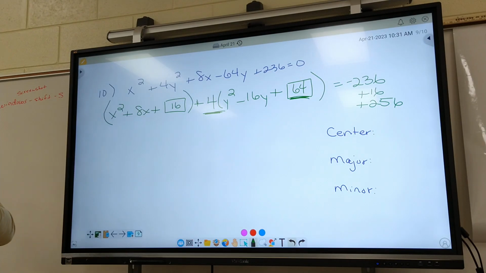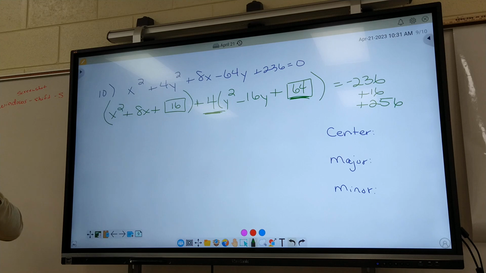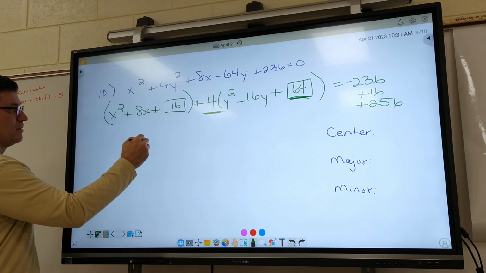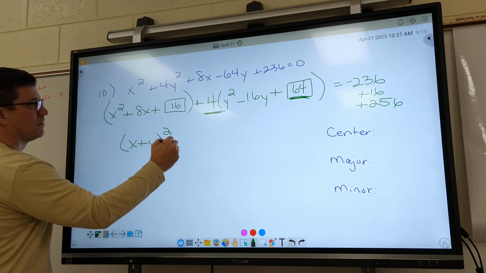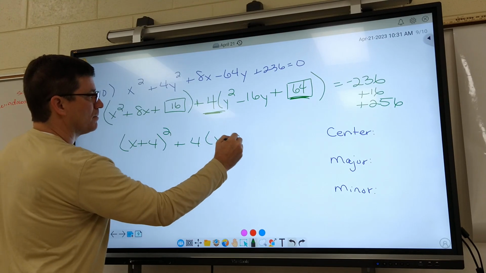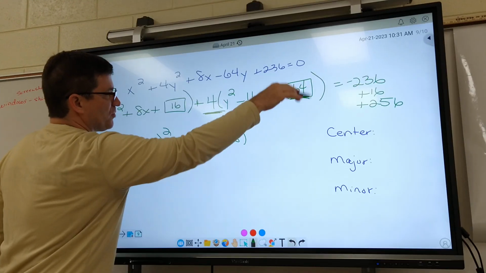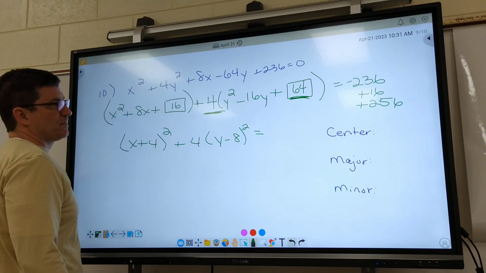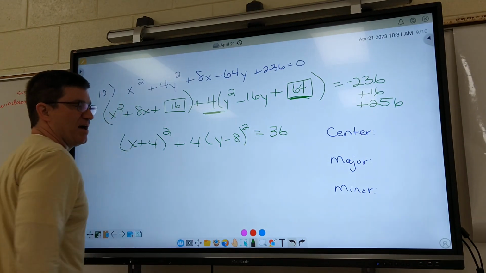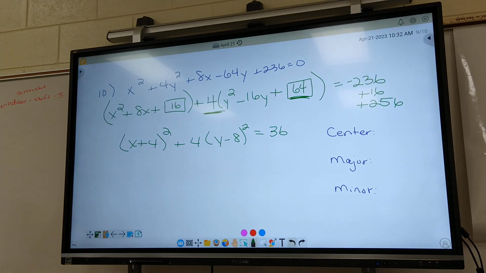Circles like ellipse. But like the next step, would you bring the 4 down with it? Somebody add those 3 numbers up for me, please. 36. 36. Copy that step and see if it's right.